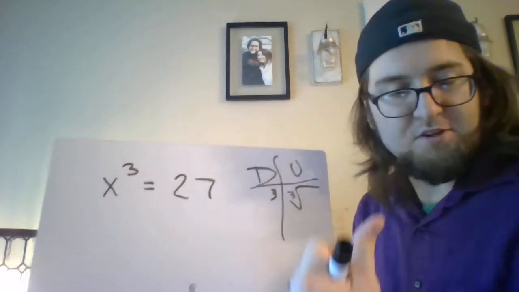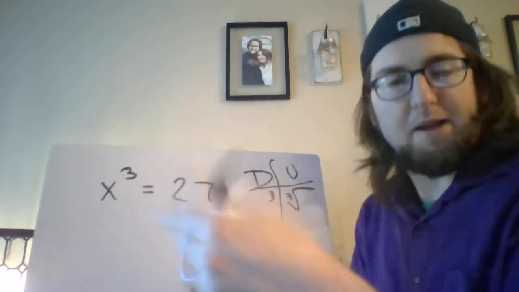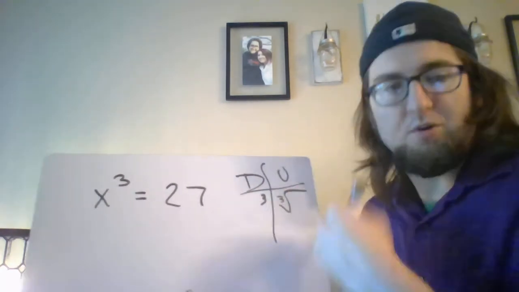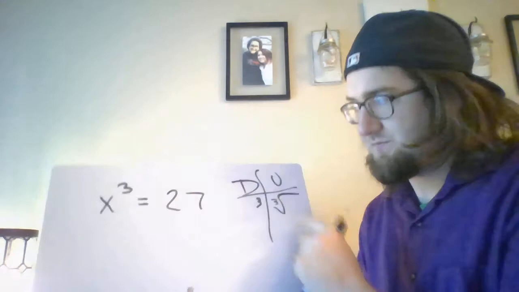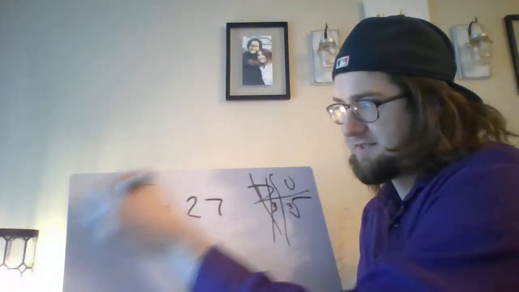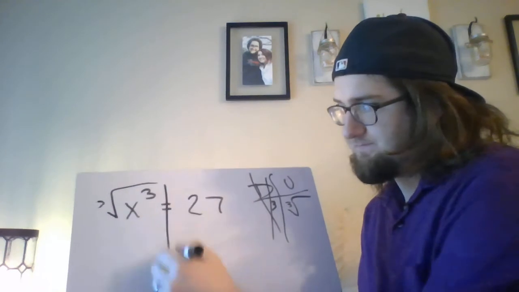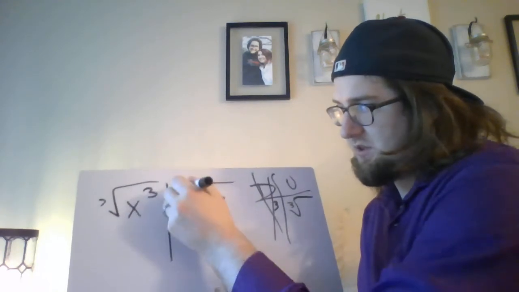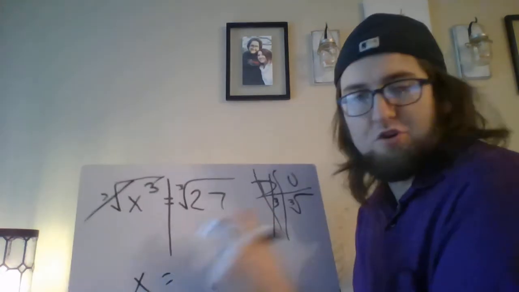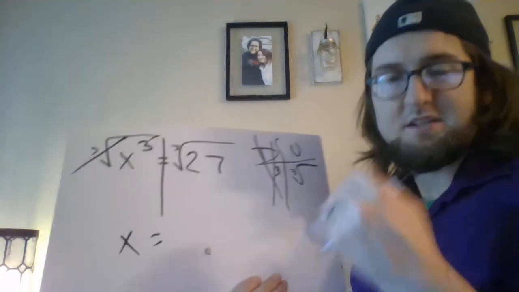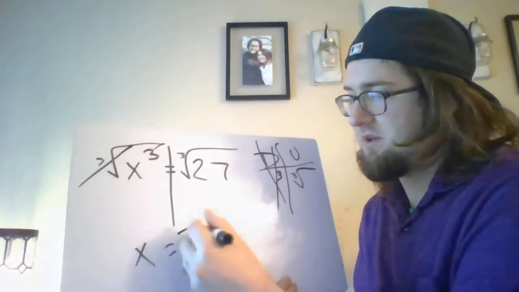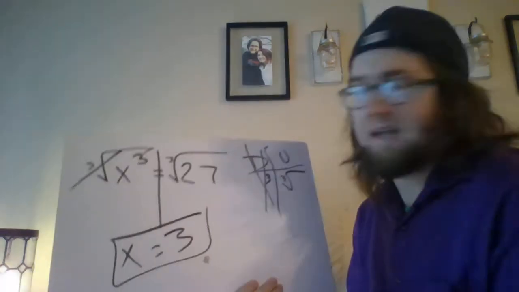Remember how in a couple videos back we found pairs and pulled the pairs out of the square root? Well, if it's a cube root, we're looking for triples. So what times itself 3 times is 27? We need to cube root both sides. The cube root of x cubed is just x, and the cube root of 27 is going to be 3, because 3 times 3 is 9, times 3 is 27. So 3 is our answer.